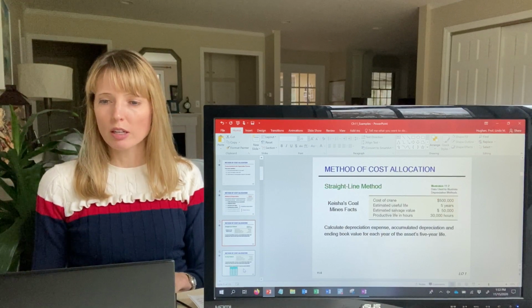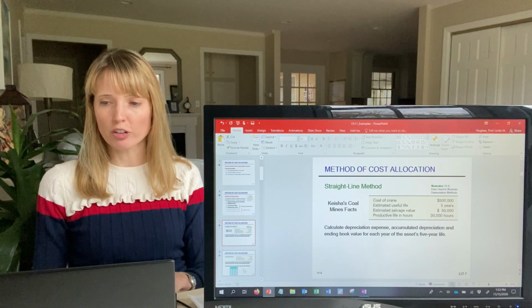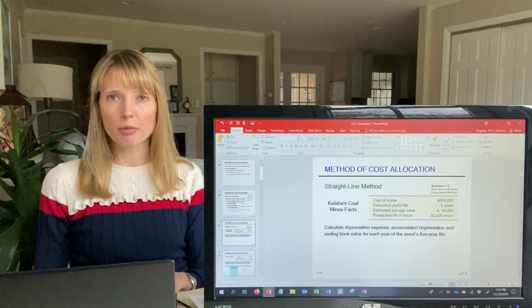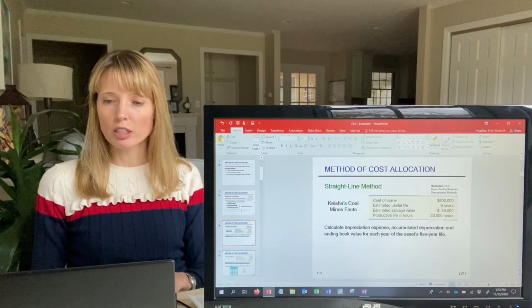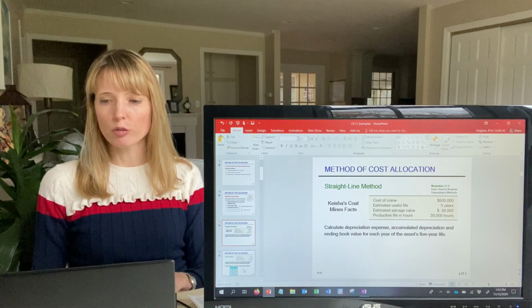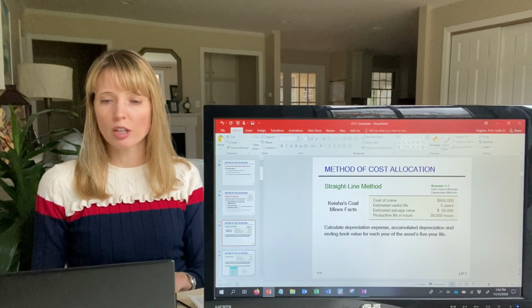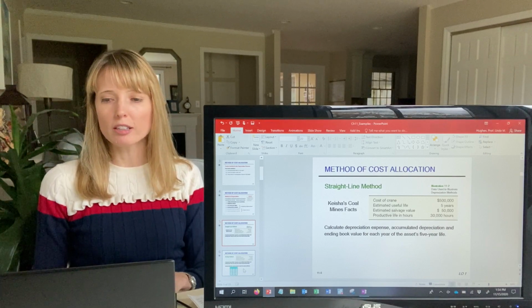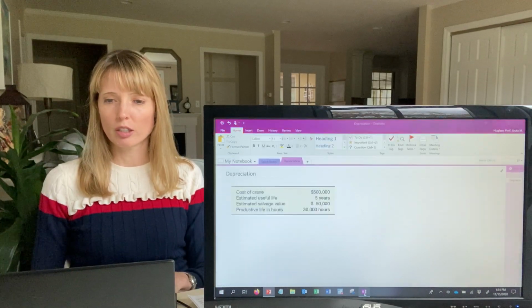Keisha's Coal Mines is looking into purchasing a crane. The crane costs $500,000. At the end of its 5-year estimated useful life, the company expects to sell it for $50,000. And this crane is also expected to be used for a total of 30,000 hours. So let's calculate depreciation expense, accumulated depreciation, and ending book value for each year of the asset's 5-year life.